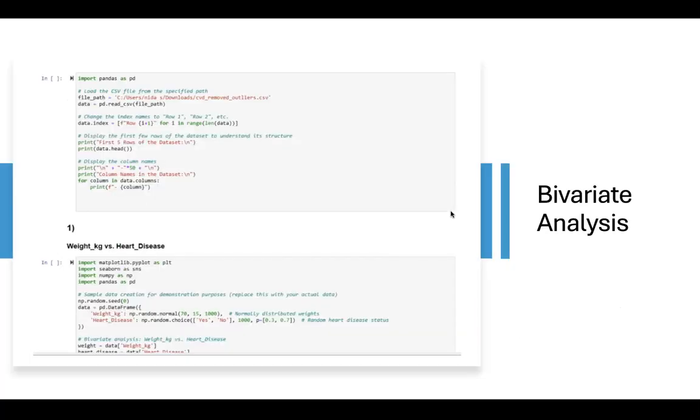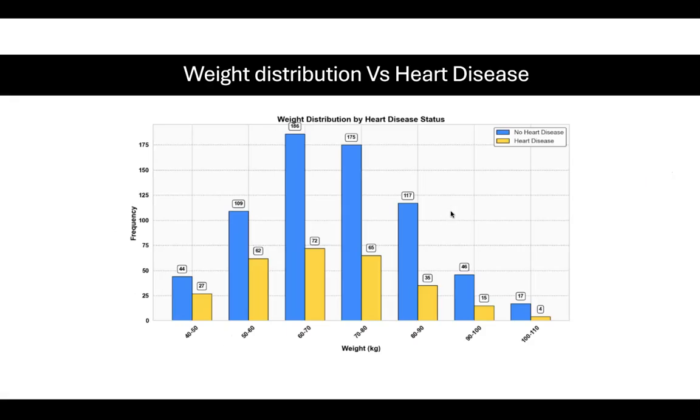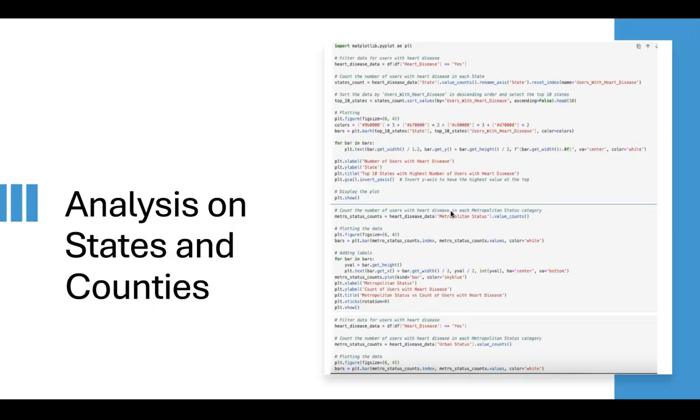Next slide, please. This is the screenshot of bivariate analysis. Next slide. And this is the visual BMI distribution versus heart disease. Next slide. Yeah, this is the weight distribution versus heart disease. We can see that as weight increases, heart disease increases among individuals. Next slide, please. Now Angsha will continue.